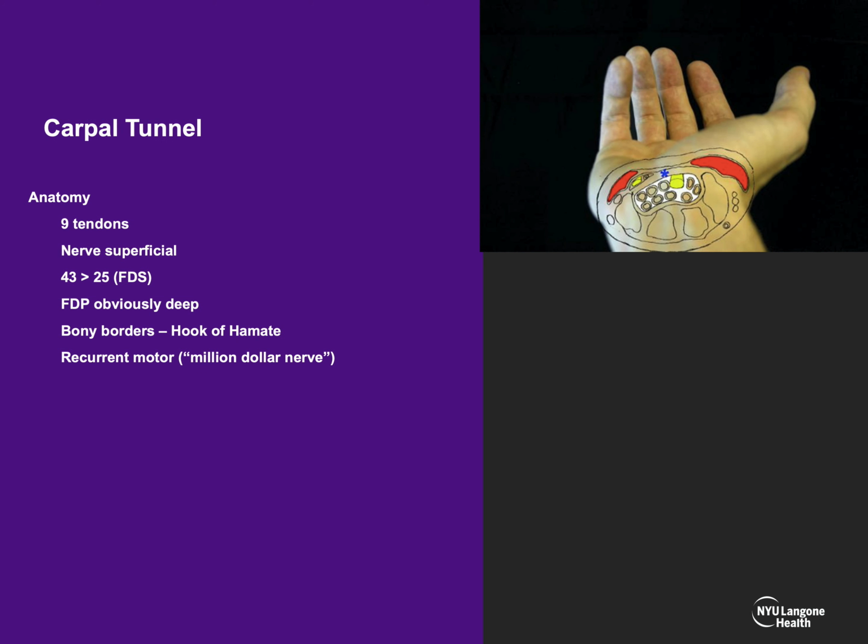Carpal tunnel is most likely going to be the overwhelming majority of the questions if you get questions about neuropathies. The anatomy is crucial. Remember that it's 9 tendons: 4 FDS, 4 FDP, and then the FPL. The median nerve is superficial. So if someone has a wrist laceration, the median nerve is very likely to be cut.